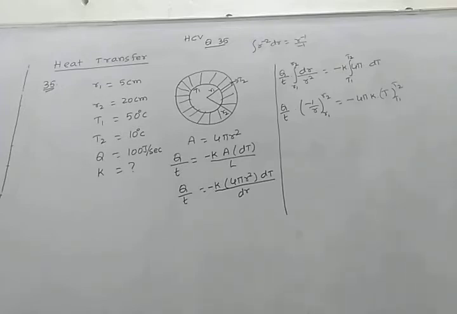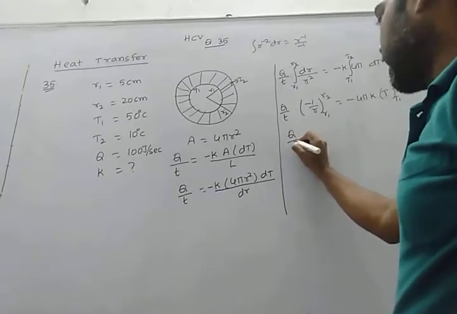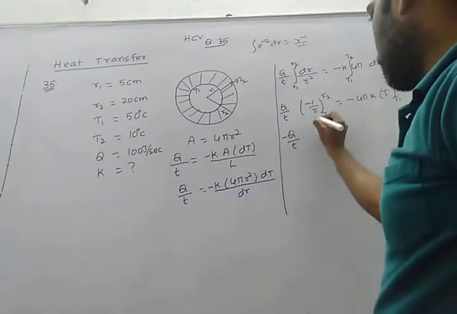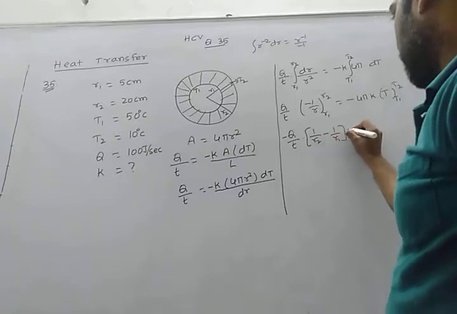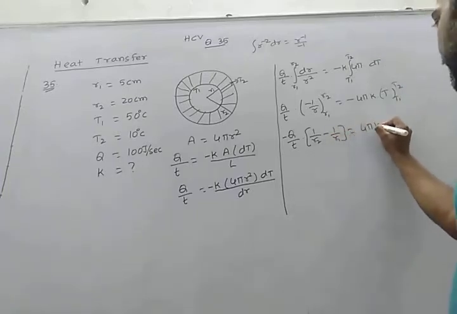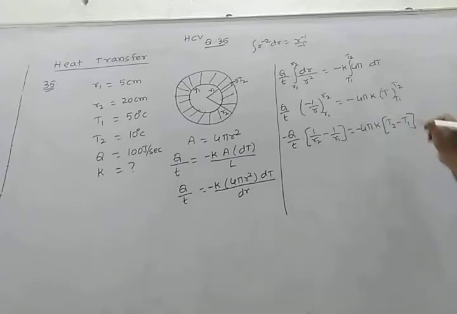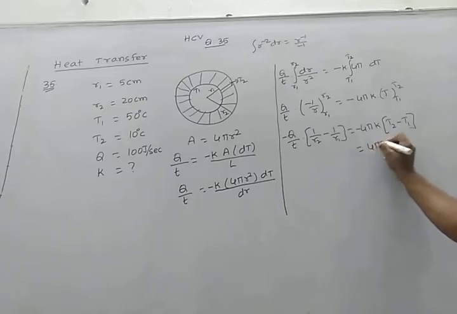So here we can write Q by t, minus Q by t into 1 by R2 minus 1 by R1, is equal to minus 4 pi K into T2 minus T1. Since T1 is greater than T2, I can write it as 4 pi K into T1 minus T2.